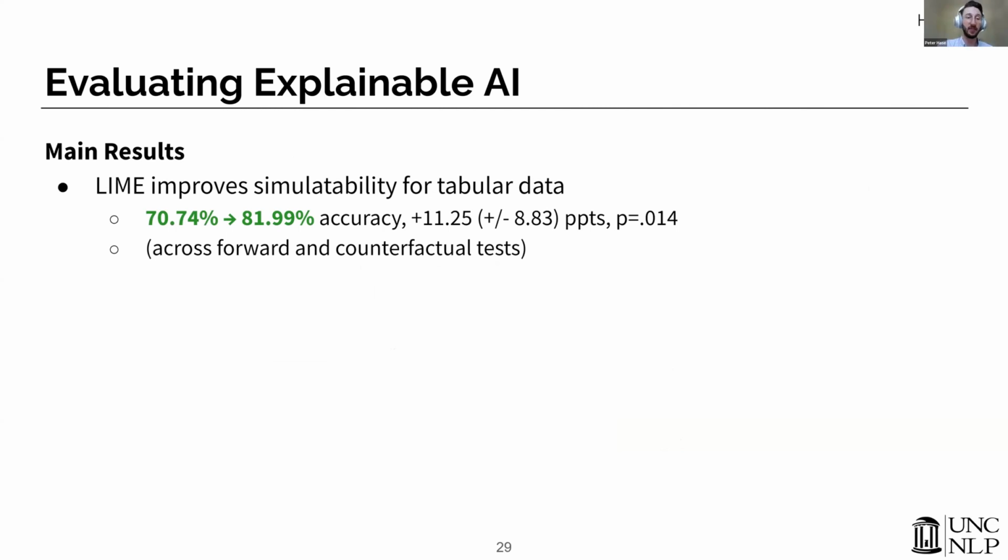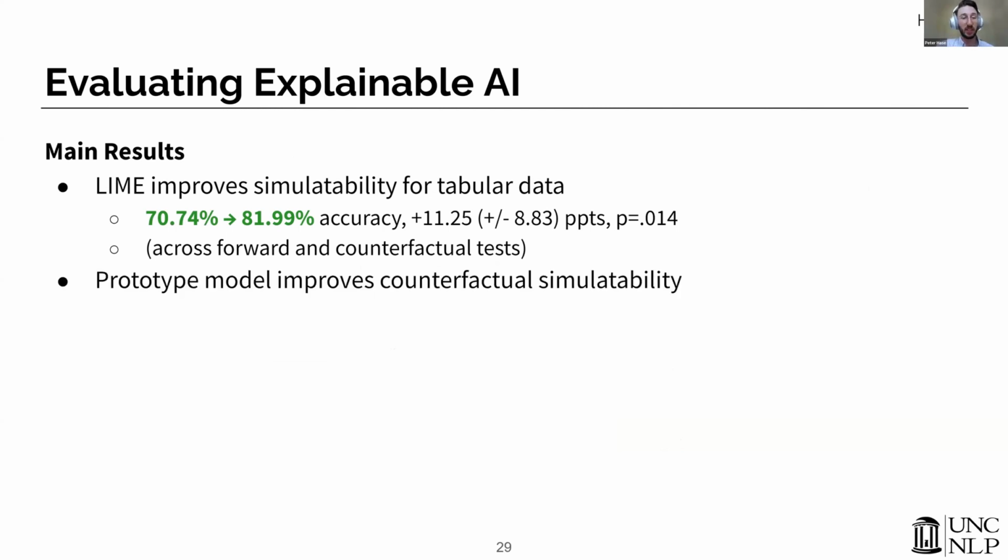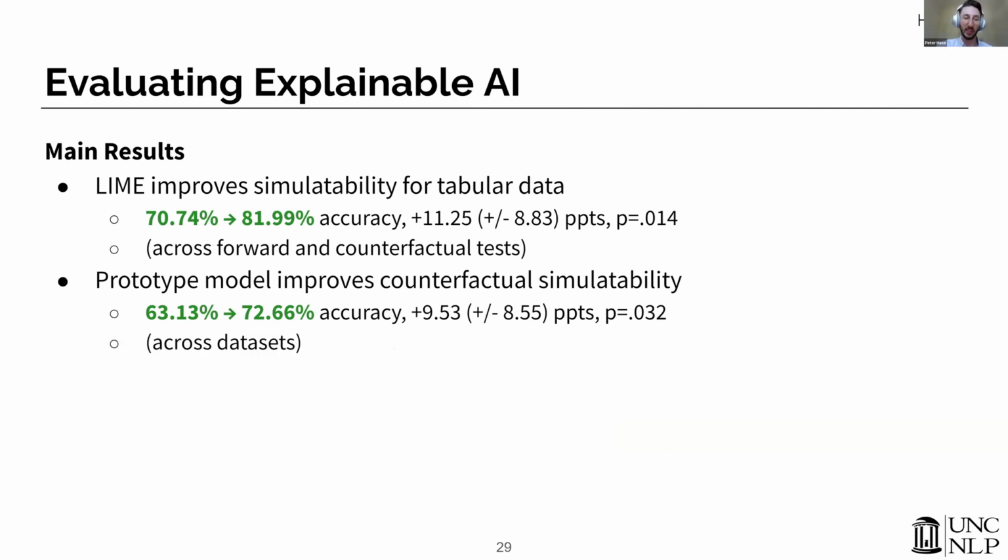Okay, so that's one pretty positive result. There's one other positive result, which is that the example-based explanations, the prototype explanations, improve simulatability on one of our tests, at least at a p less than 0.05 threshold. This was across data sets, but it wasn't across both kinds of tests. So to be honest, I'd be a little suspicious of this one. I'd hope for the result to be a little more robust and hold across both kinds of tests.